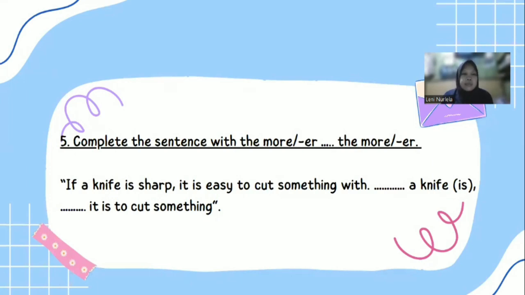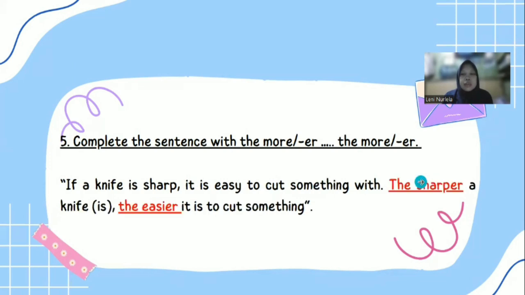Number 5. Complete the sentence with "the more," "the more," or "er." If a knife is sharp, it is easy to cut something with it. The sharper a knife is, the easier it is to cut something. This is my answer. Why do I use "the sharper" and "the easier"? Because the sentence has double comparatives.